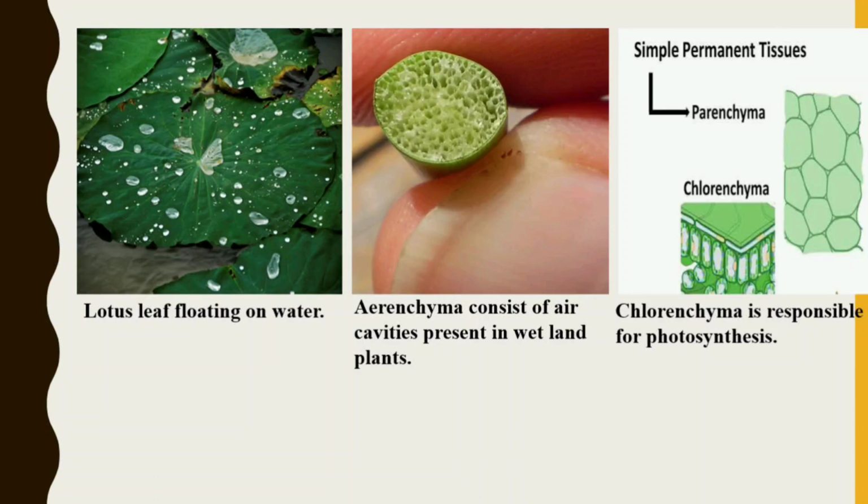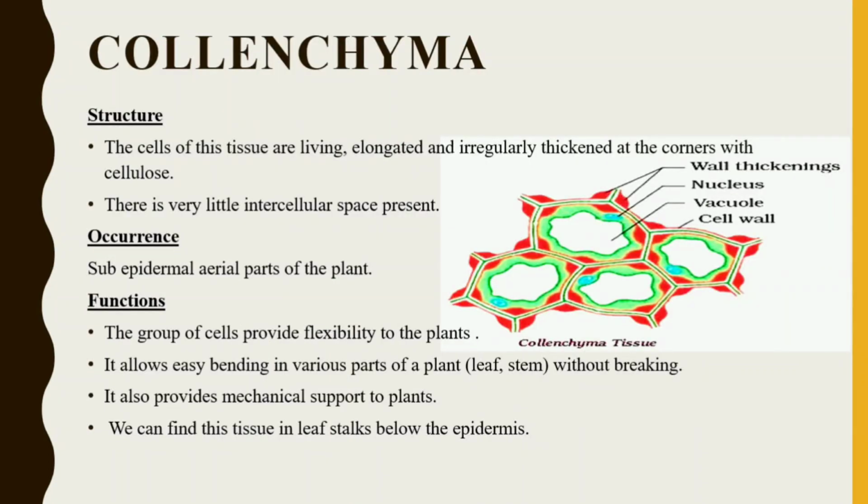Coming to our next slide, collenchyma, the second type of simple permanent tissue. These are again living cells. They are composed of living cells. They are elongated and irregularly thickened at the corners. They might have intercellular spaces, but they are reduced.